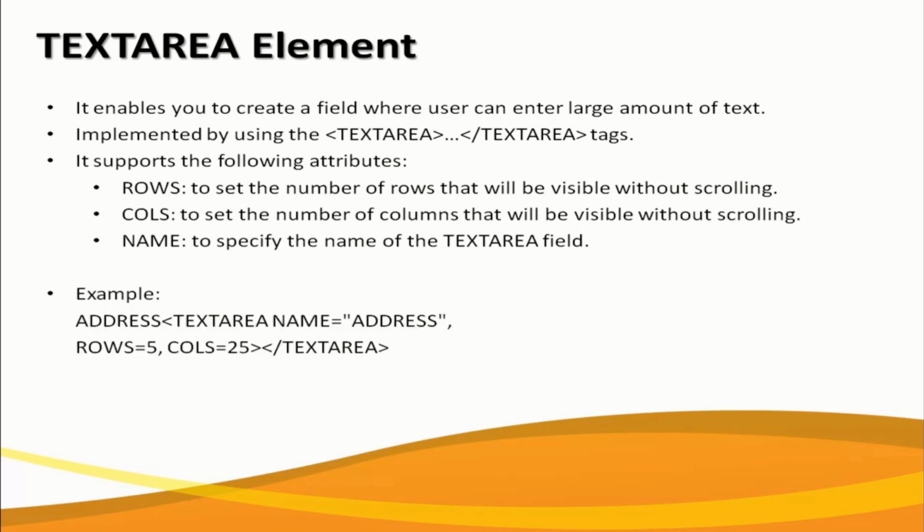Here we start textarea and then name attribute. Give value of name attribute as per your choice. Then we set the rows count to 5. That means only 5 rows can be visible without scrolling. Similarly, we set cols to 25. Then close the textarea tag. Now look at the output of this code.